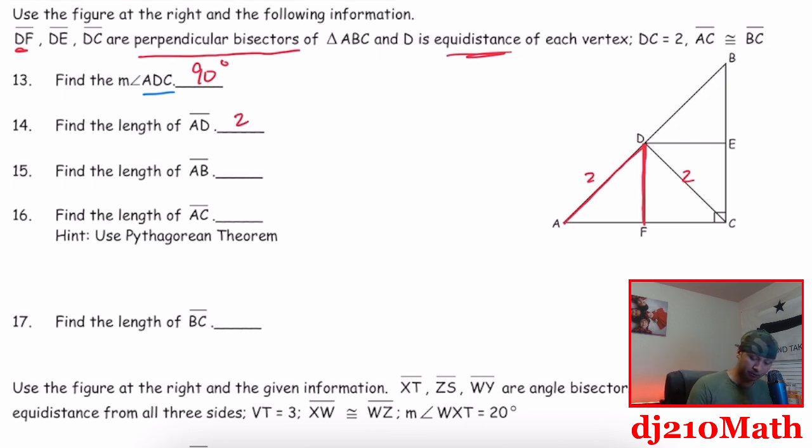Because of symmetry, properties and symmetry, this is going to also be 2. So AB is 2 plus 2, which is 4. Okay, this is nice. Find the length of AC. Where's AC? AC is this side. Use the Pythagorean theorem, that's our hint. What else could we find? Oh, BC, I guess.